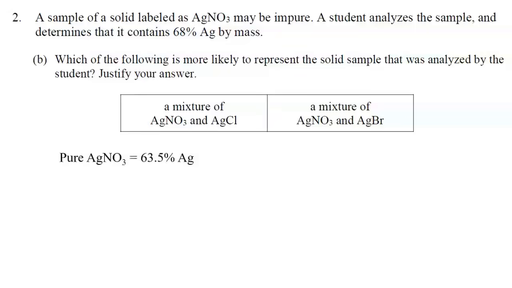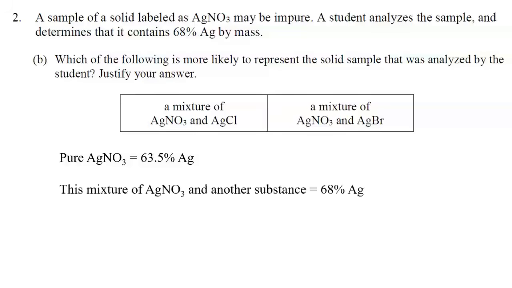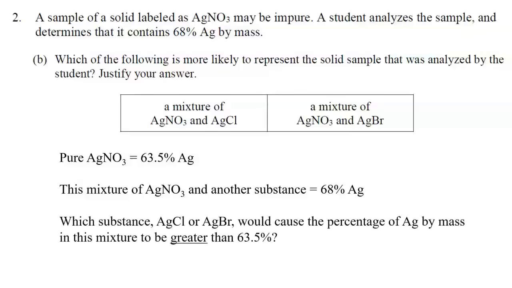So remember that from part A, pure silver nitrate is 63.5% silver by mass. This particular mixture of silver nitrate and some other substance is 68% silver by mass. So we're thinking which substance, silver chloride or silver bromide, would cause the percentage of silver by mass in the mixture to be higher, to be greater than 63.5%. So how do we do this?